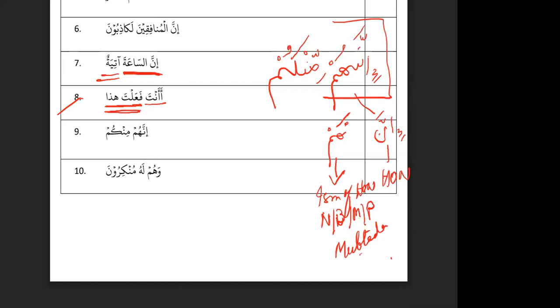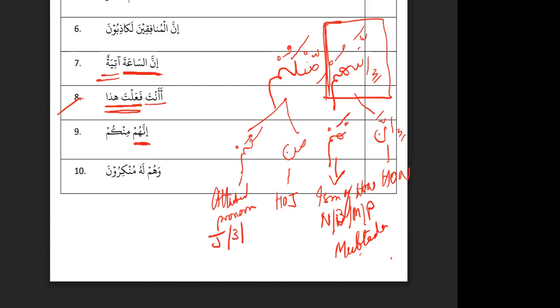Is there any relation between hum and min? No. So your bucket has ended. So we can put a line under innahum. Minkum. What is minkum? Min is harf of jar. Kum is attached pronoun. So it is MBK. Here it is ism majroor. It is jar, 2 M P. And this is your harf of jar fragment, MBK. Excellent. There is no muqaddam and muakhar in these sentences till now. So this is your MBK, 3 lines. Indeed, they are from among you. From you all, from among you, from you.